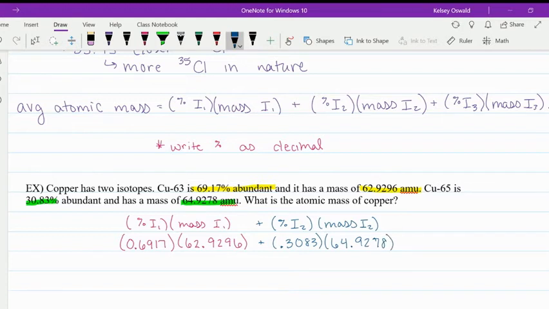Once we have done this for each isotope in our problem, we can just plug this in our calculator, and we should find that the average atomic mass for copper is 63.55 AMU. Okay. This should match what we see on the periodic table. So that is always a good way to double check to make sure that you have done a problem correctly.